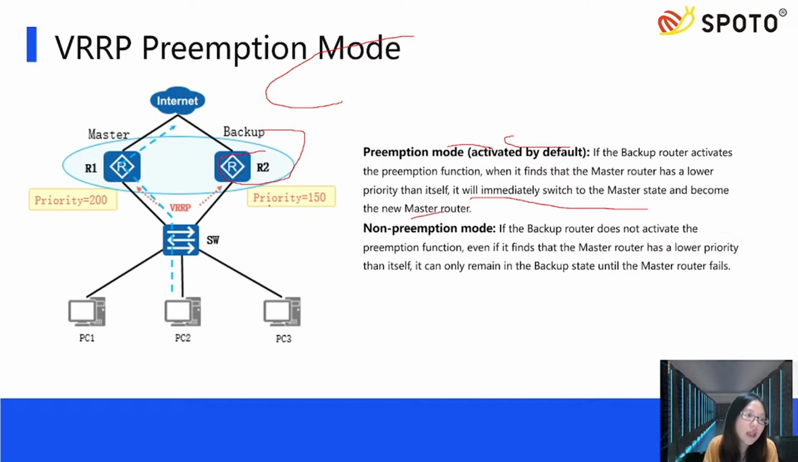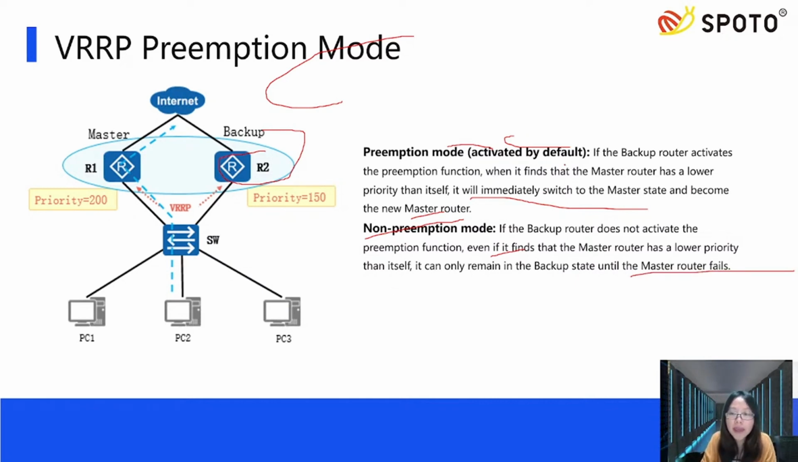If the router is in non-preemption mode, the backup router doesn't activate the preemption function. Even if its priority is higher than the master's, the backup can't become the master until the master router fails.